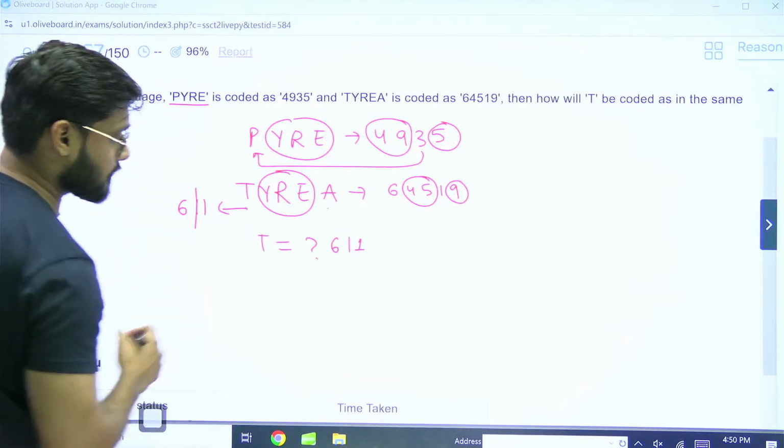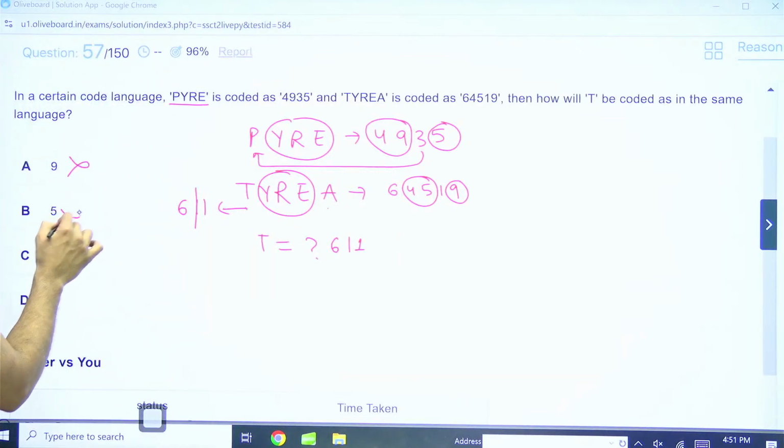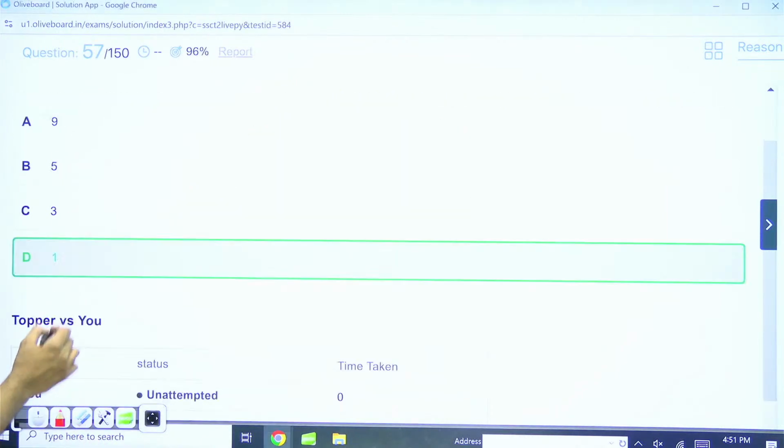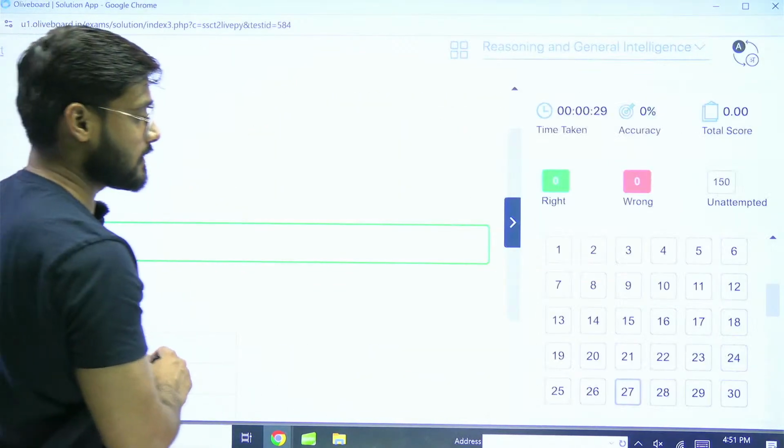Let's see what is given in the options. 9 is wrong, 5 is wrong, 3 is wrong. Option D, 1, can be right. 1 can be the right answer. Let's mark 1. Yes, option D is the right answer.